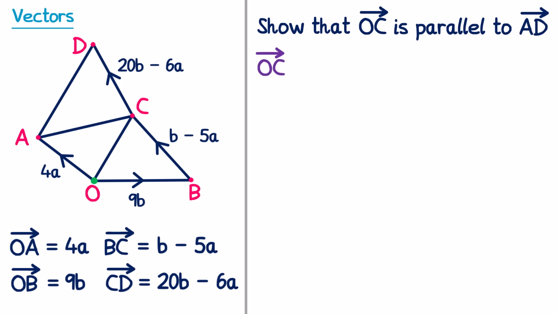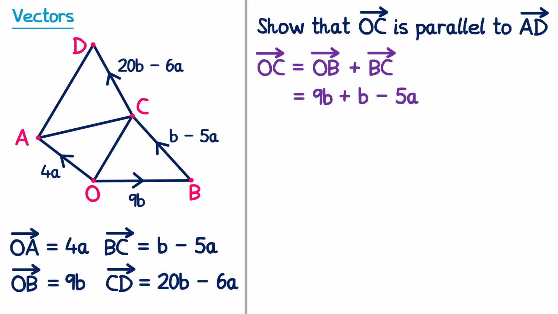To get from O to C, we could go across from O to B first, so the vector OB, and then from B all the way across to C, so we add to this the vector BC. Now we know both of these, we can see them on the diagram. OB is 9b, and BC is b minus 5a. If we simplify this, we've got 10b minus 5a. So OC was quite simple.